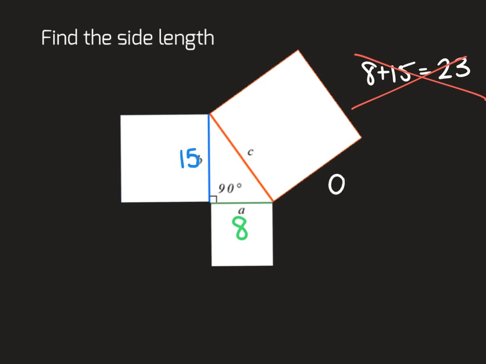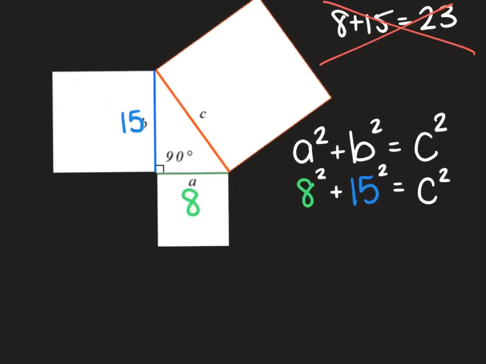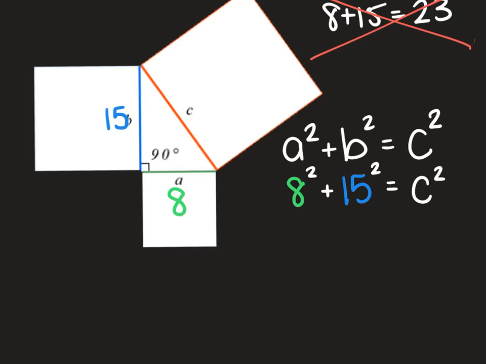We're going to use this equation again, right? The area of side length A, plus the area of side length B, is equal to the area of side length C. We know our side length A is 8, so we're going to square 8. We know our side length B is 15, so we're going to square that, and that's going to help us figure out what C squared equals. So 8 squared is 64.